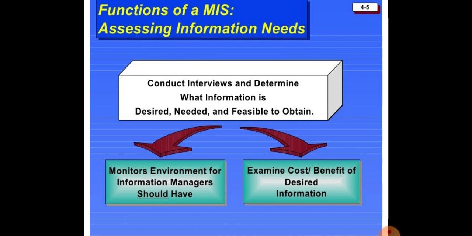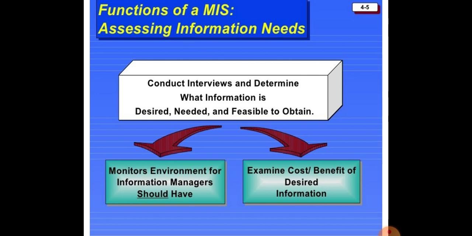First is monitoring the environment, which information managers should do. Ultimately we have to monitor the environment, assess and analyze the actual environment, the actual market scenario, so that we can get the right type of information, and this work should be performed by the managers. And on the other side, examine cost benefits of desired information. So examination should be there, right?